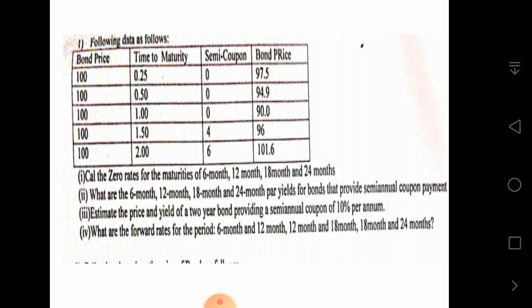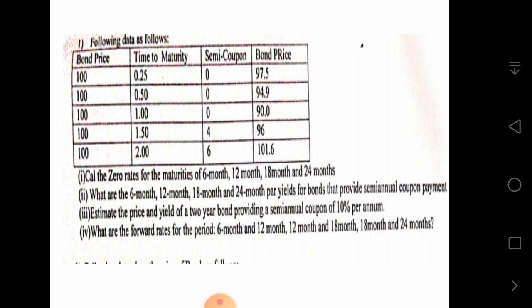The semi-coupon is for the bond which is paying a semi-annual coupon. For 3 months there is no semi-coupon, for 6 months there is no semi-coupon, for 1 year also there is no semi-coupon. If you buy the bond for 1.5 years or 18 months, there is a semi-coupon of 4. It means for every 6 months you will be getting 4 rupees, right? First 6 months 4, next 6 months 4, and next 6 months 4, totally 12 you will be getting as coupon. And the bond for 18 months is currently selling in the market for 96.